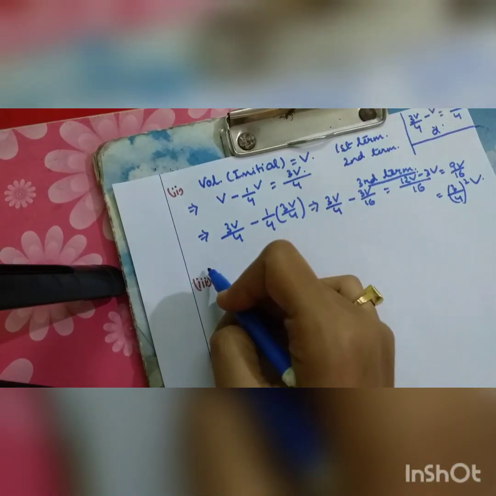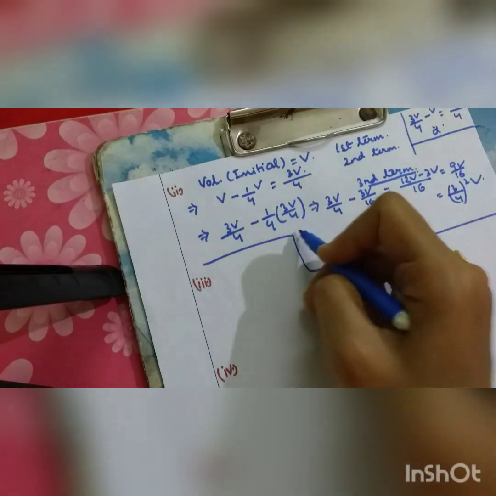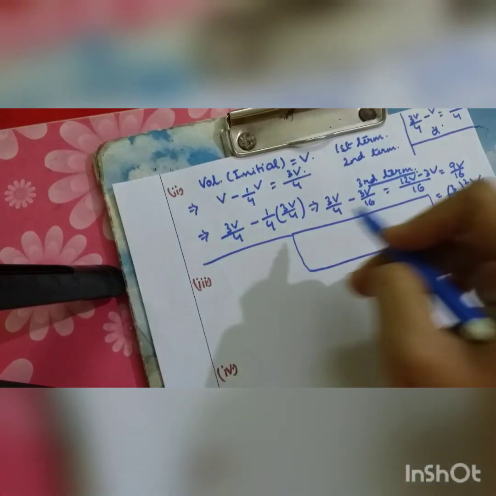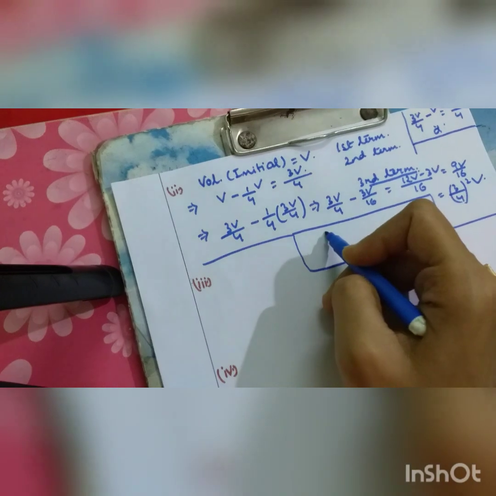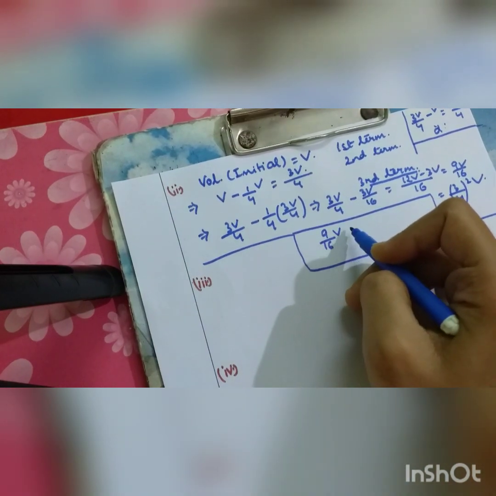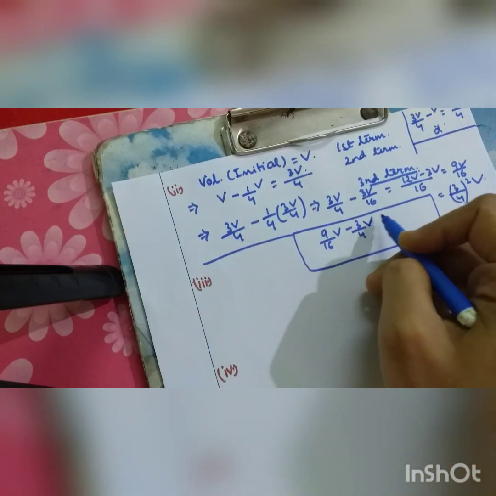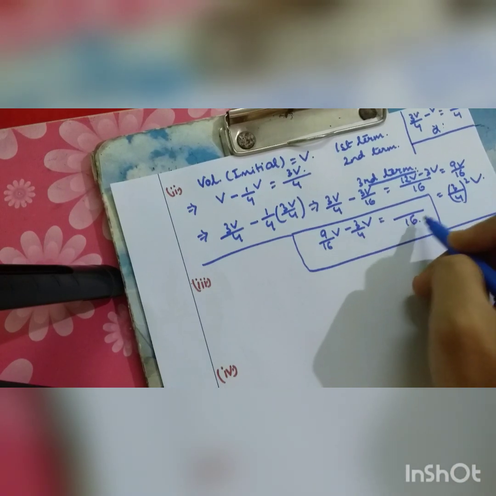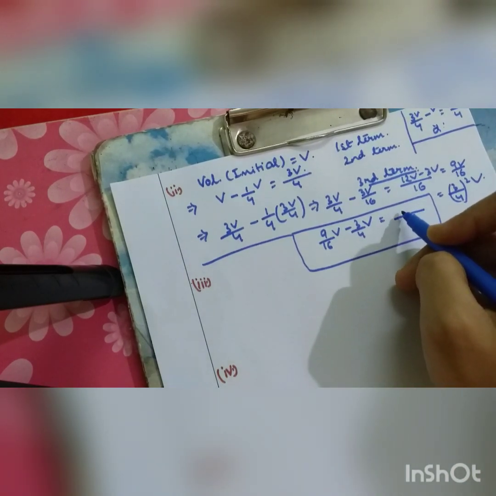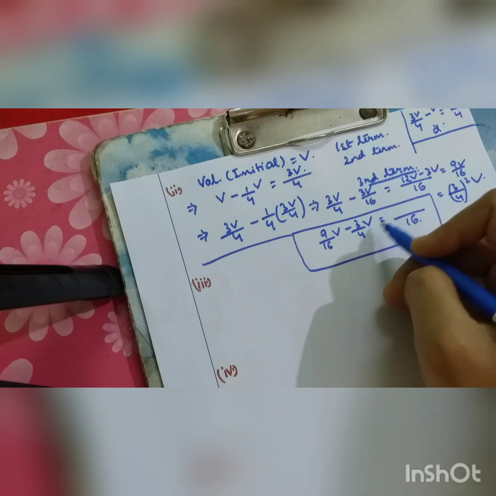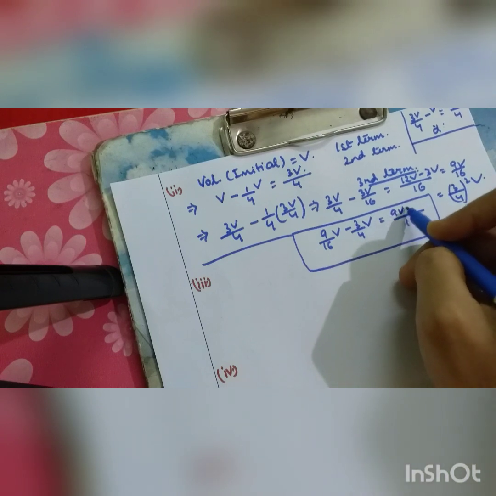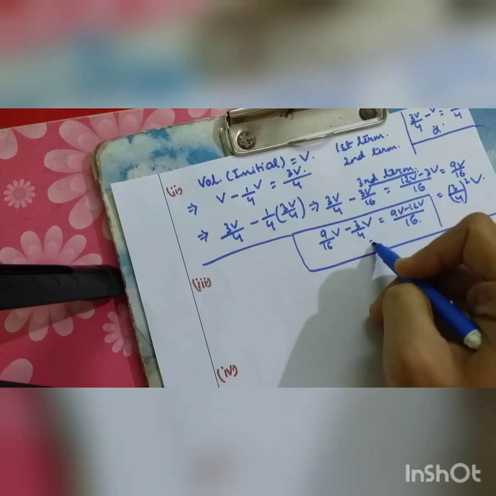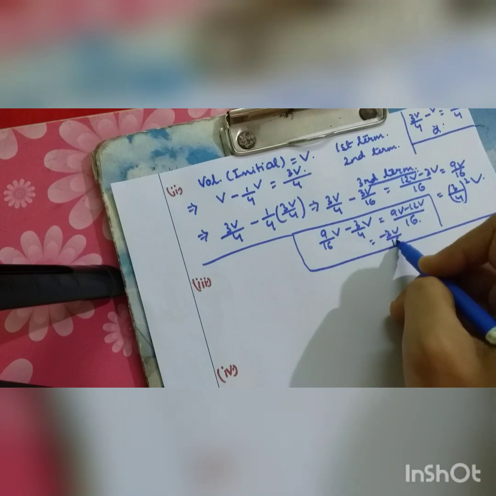For the next common difference, again we are checking. Subtract the third term from the second. Our third term is 9 by 16v, and our second term is 3 by 4v. When you solve it, the LCM will be 16, and here it will be 9v minus 12v. So 9v minus 12v, your answer will be minus 3v by 16.